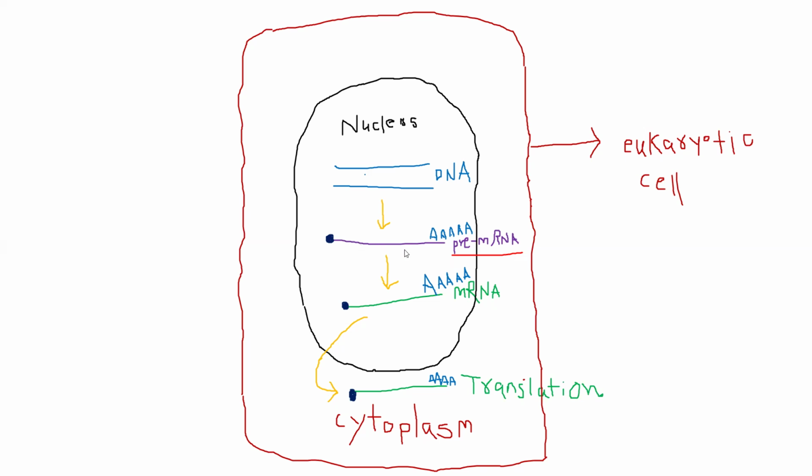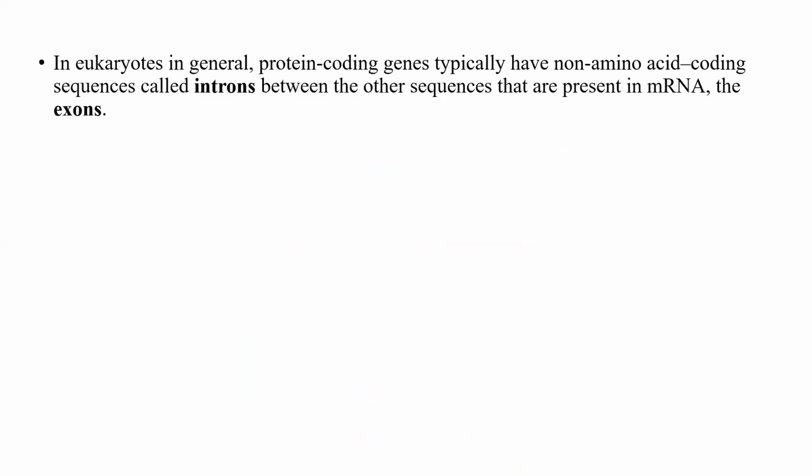The pre-mRNA or the primary transcript immediately after transcription in eukaryotes is called premature messenger RNA. It's not the final and it cannot be translated. We have seen this in the previous lectures. But why is it not final? Why can't the premature messenger RNA be translated? Because it has introns. What are introns? Introns are the non-coding sequence.